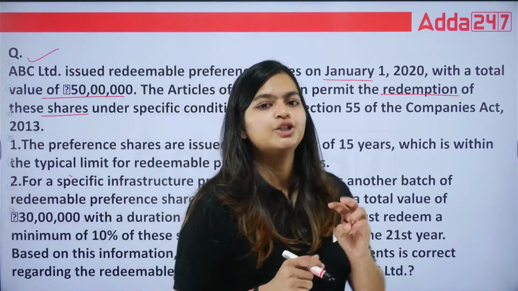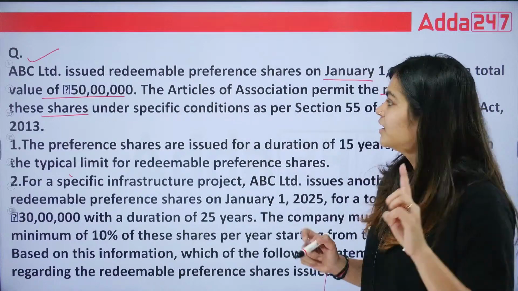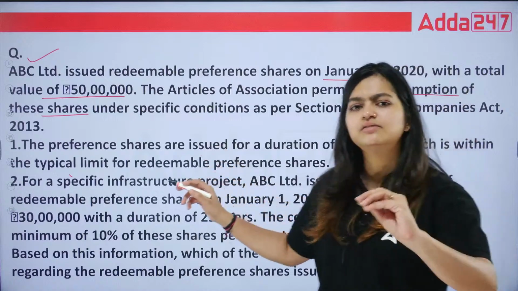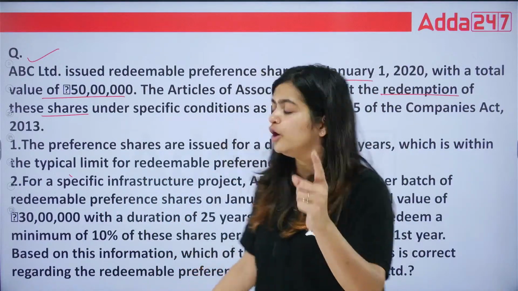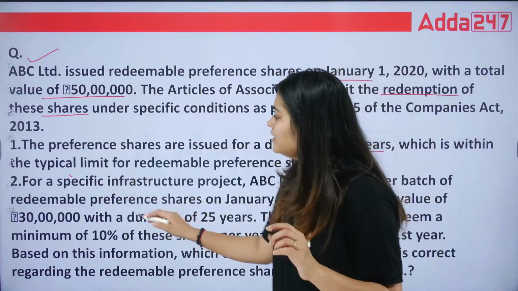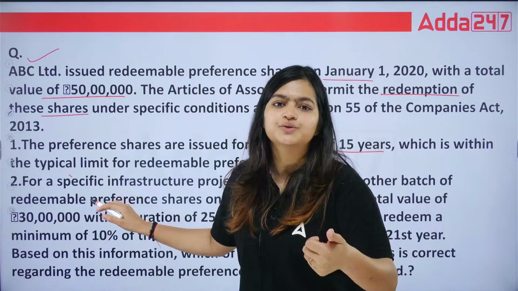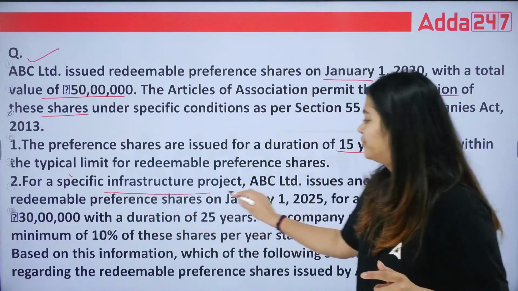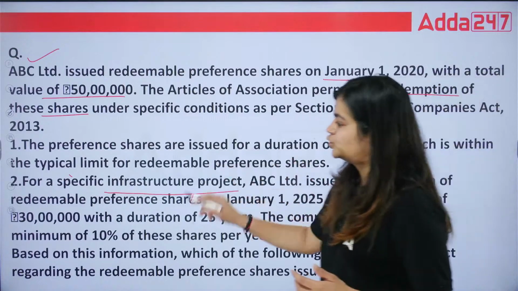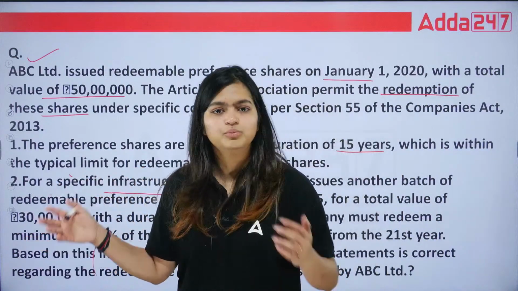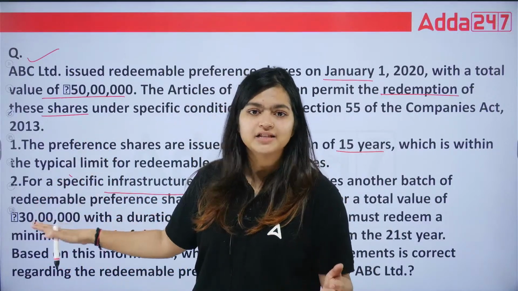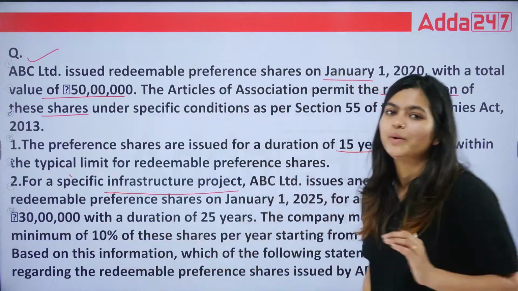ABC Limited Company issues two types of preference shares. Both are redeemable preference shares, but in the first one, they are saying they are just issuing the preference shares for 15 years. And in the second, they are saying they are issuing again preference shares, but for infrastructure projects. So we need to find out which one is correct out of these two. Both are correct, both are not correct, or only one is correct, second is correct, first is wrong. We need to evaluate that.